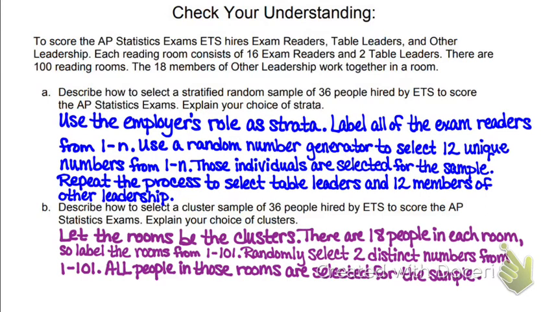So let the rooms be your clusters, 18 people in a room. So we're going to label the rooms from 1 to 101. Use some kind of random number generator or names in a hat or numbers in a hat. You want to select randomly 2 rooms. And then you're going to go survey all of the people in those 2 rooms.